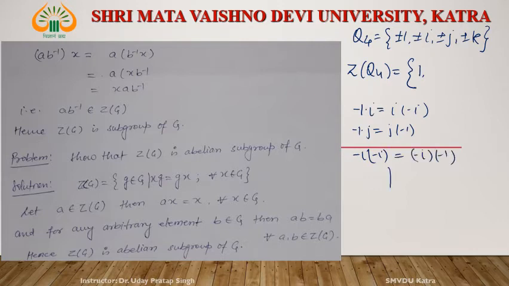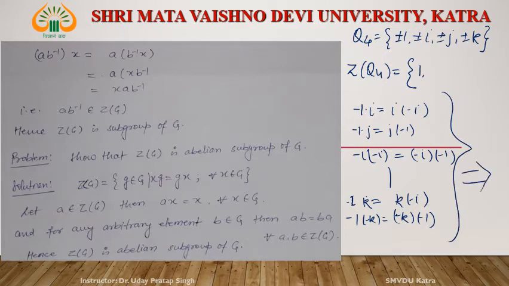Similarly for the others. Minus 1 times k is equal to k times minus 1, and minus 1 times minus k equals minus k times minus 1. These are all equal. It means minus 1 satisfies the commutativity law with the other elements. Then minus 1 is also here.